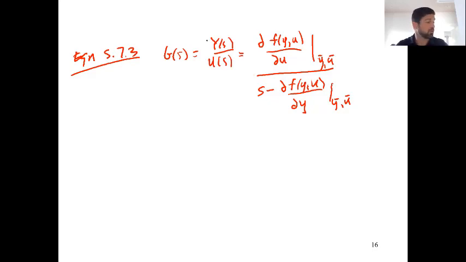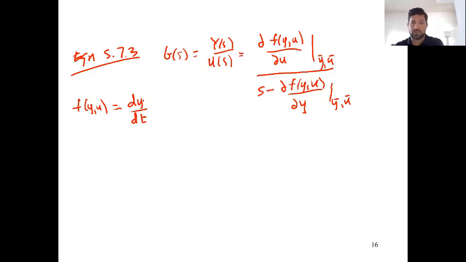And the important thing to note here is that when we apply this method, we have to write our function in this form: dy/dt equals the function. Okay, so this is what this means.